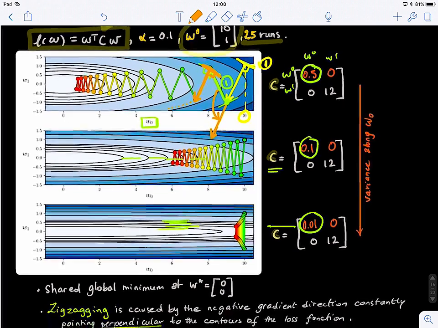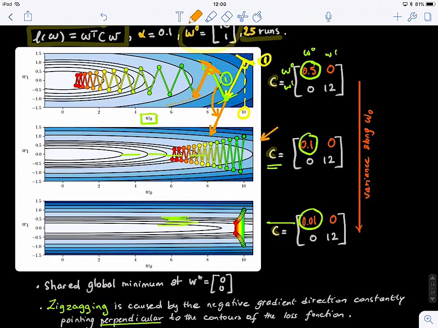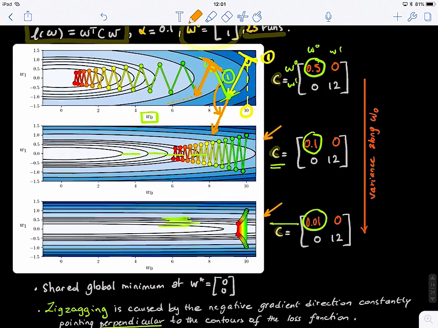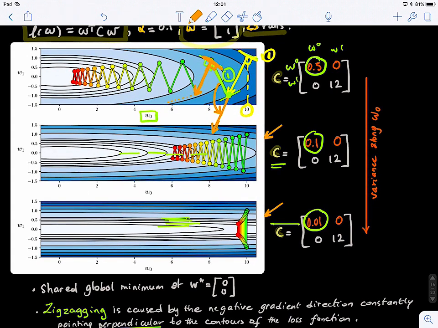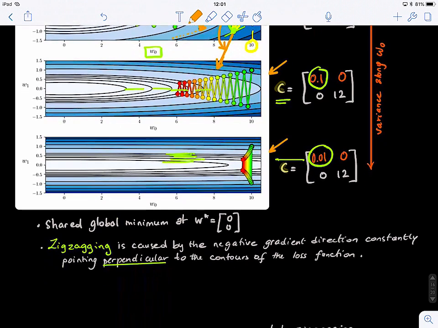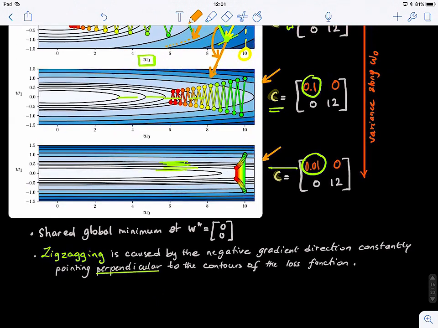And for the second case, we have more zigzagging, and here it's even massive zigzagging because in this case you can see the contours are parallel, so the loss function is more stretched out along this direction. It takes more time to converge. So the problem, as I mentioned, is that zigzagging is caused by the negative gradient direction constantly pointing perpendicular to the contours of the loss function.